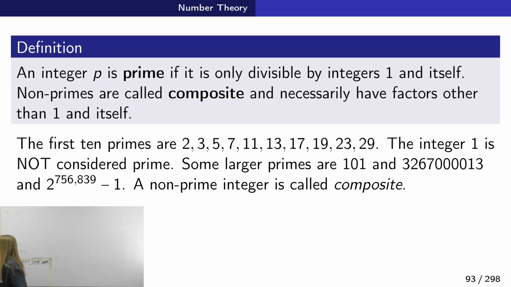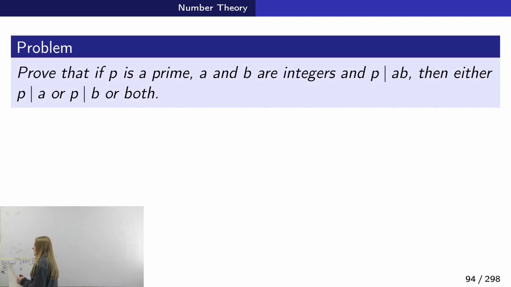Okay, cool. Let's just go to the next slide. We all know what primes are. So we're going to prove that if p is a prime and a and b are integers and p divides ab, then either p divides a or p divides b. I think the "or both" there is kind of implied after this, but whatever.